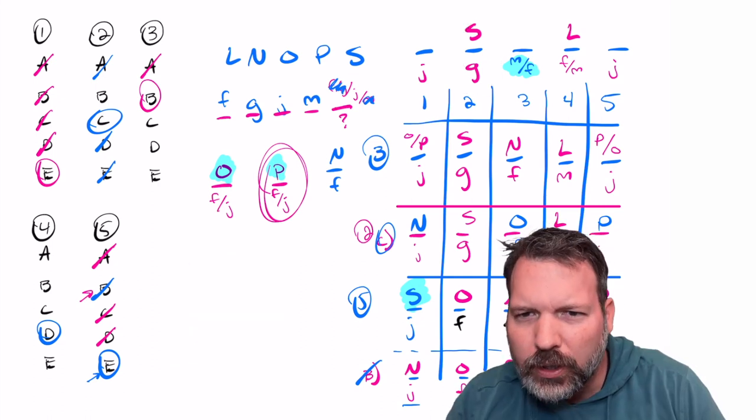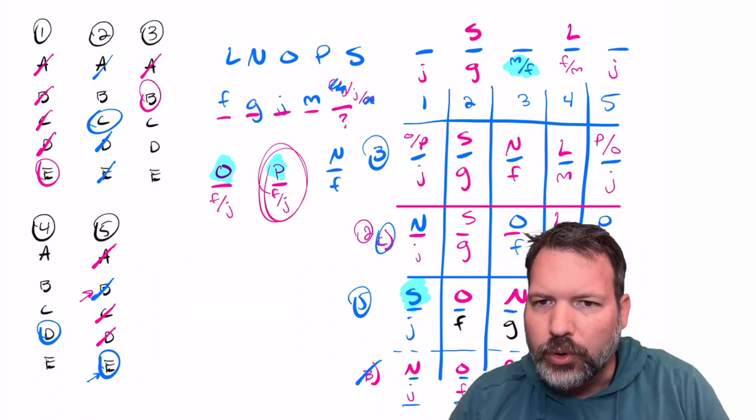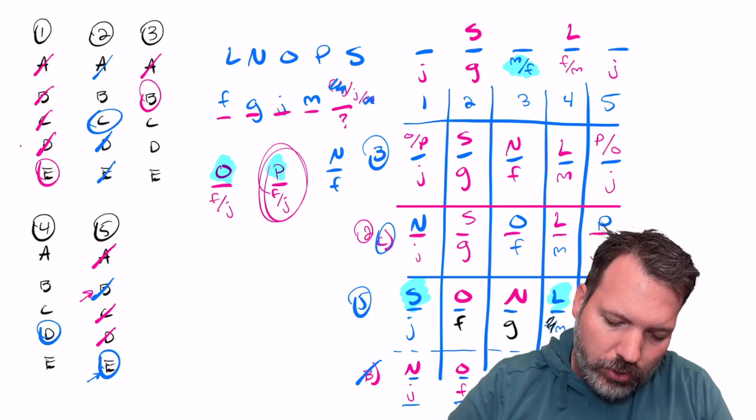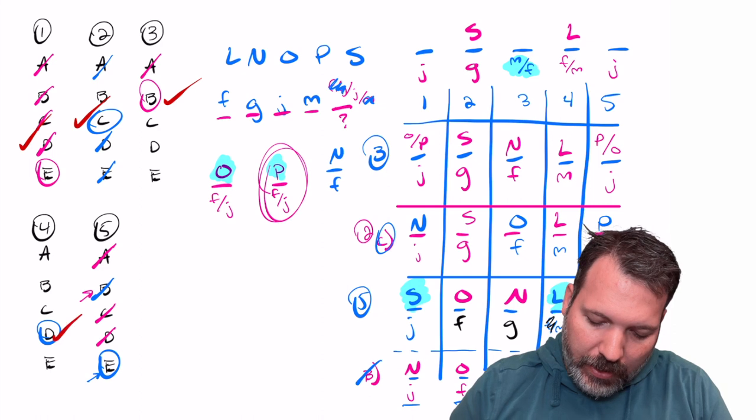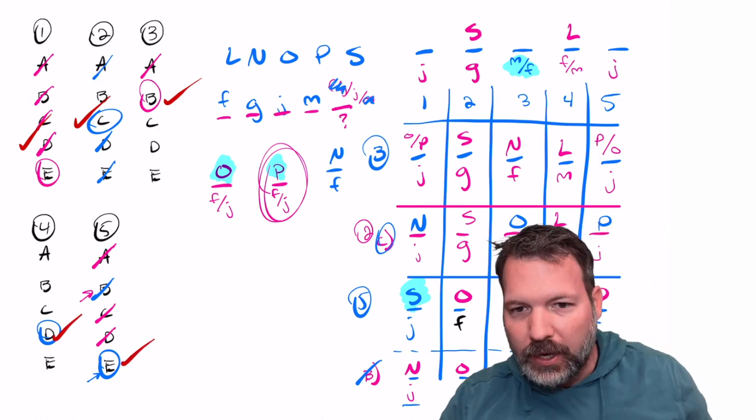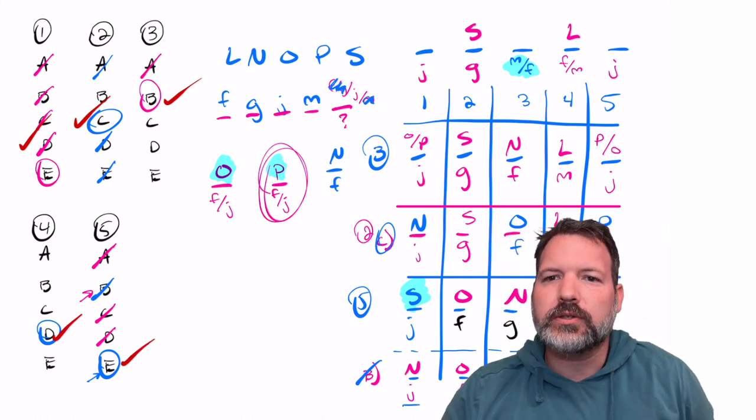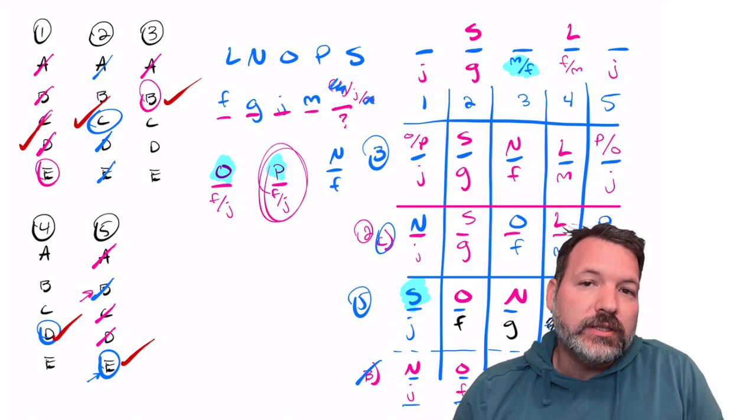All right, let's check our work. I'm going to pull up the answers here. Number one, E, two, C, three, B, four, D, and five, E. Very good. And I notice a little star here on the answer key. This is actually the unscored section.